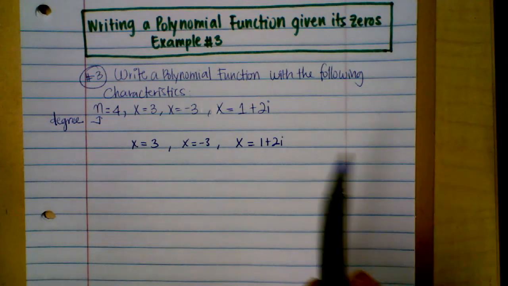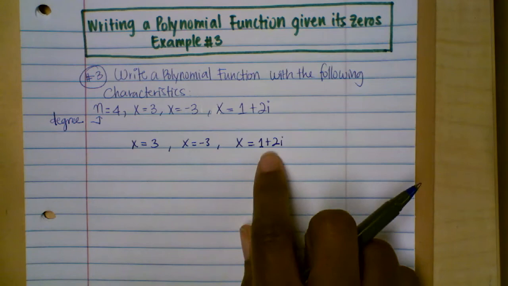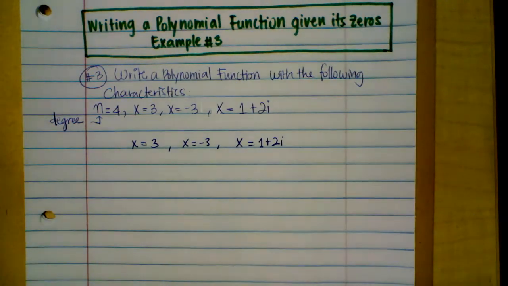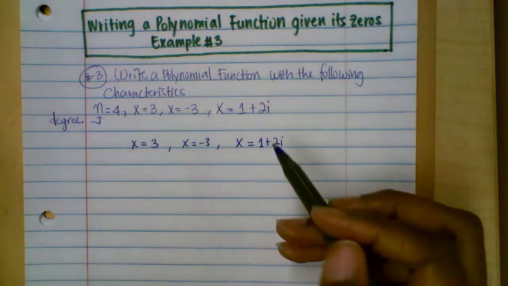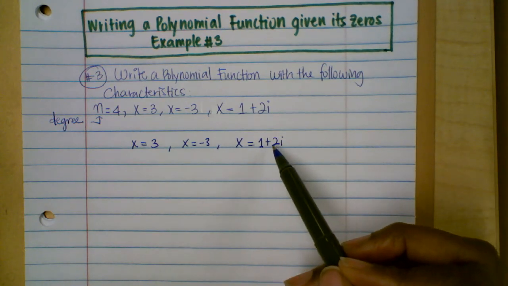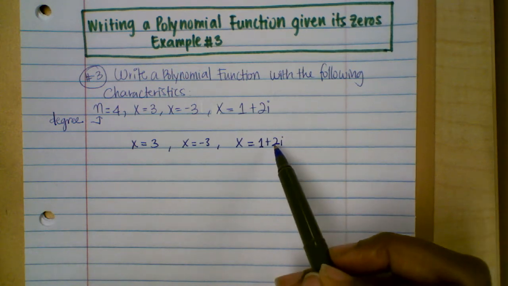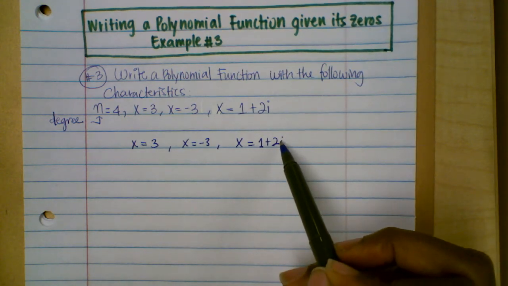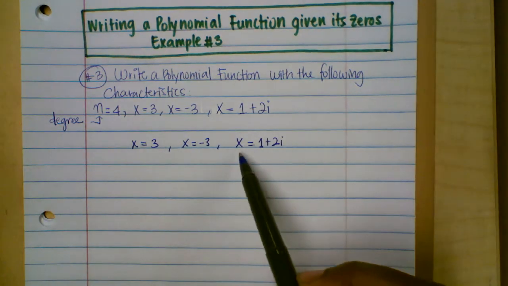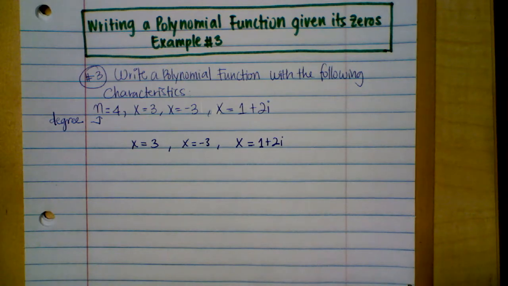Remember I told you in class that complex roots always come in pairs. By complex root, I mean a number a plus bi where b is not 0, so you can see the imaginary unit i. So complex roots always come in sets of 2, in pairs.